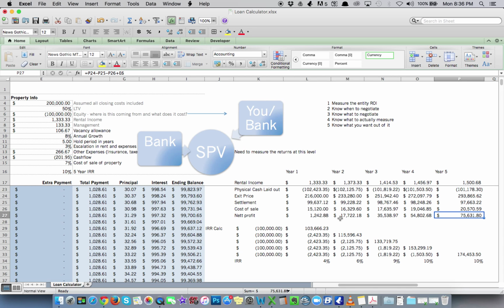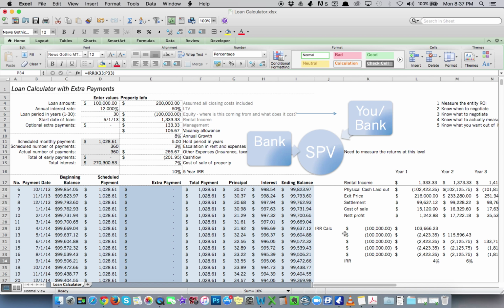So if we take all of those into account, in terms of our cash flow and our exit price on the internal rate of return calculation, that gives us a yearly number. Year 1, 4%, year 2, 6%, year 3, 9%, year 4, 10%, year 5, 10%.